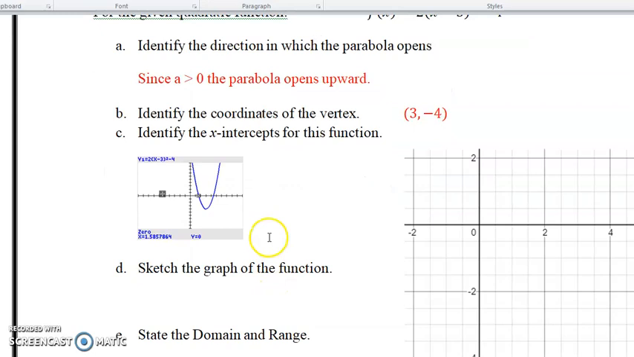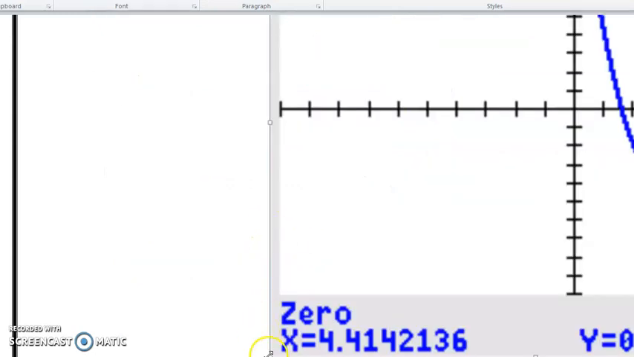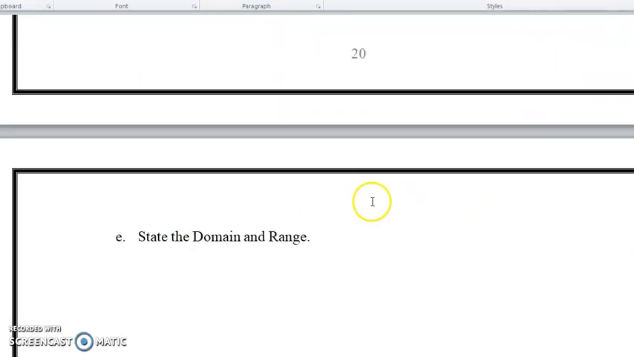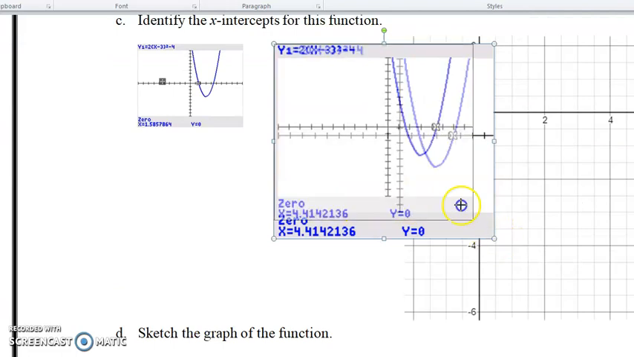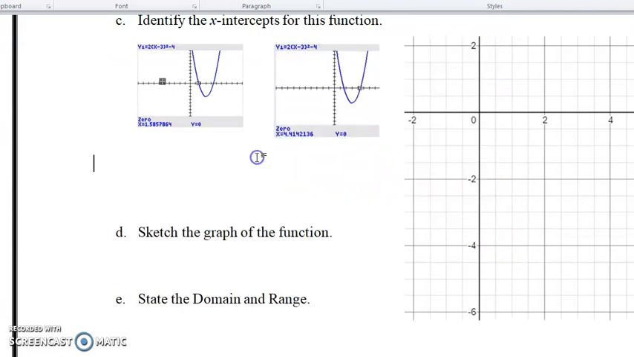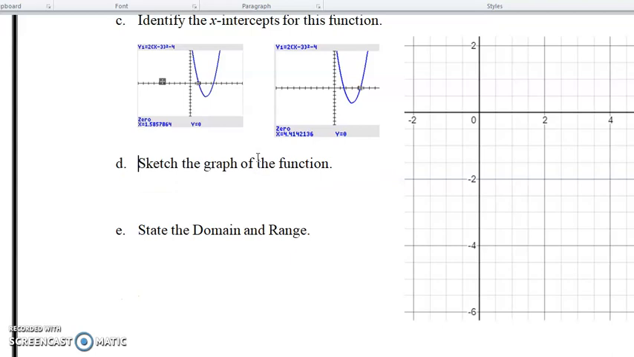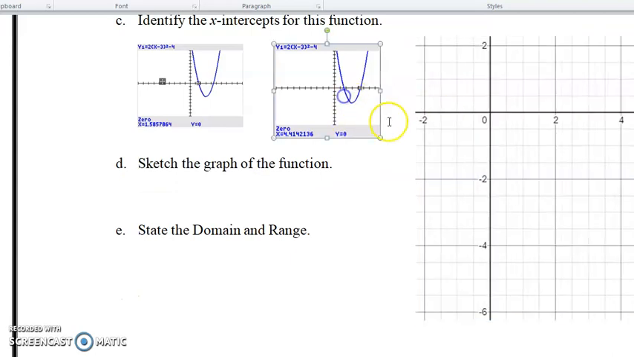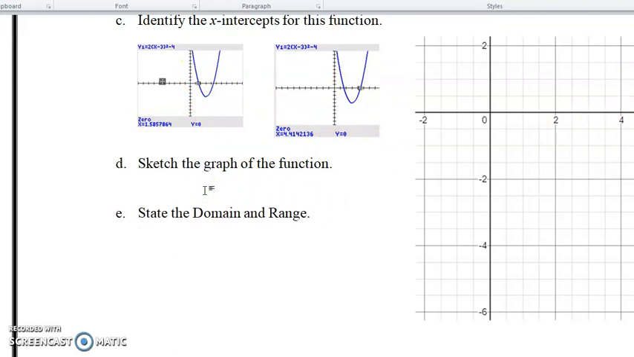Okay, and there it is. All right, and there's your graph. So we have the two graphs that we need, showing the x-intercepts on both. And we're going to graph this together in a minute. Sketch the function. We're going to sketch that graph in a second, and state the domain and range. So we have the two x-intercepts and a vertex so that we can sketch that graph right now.